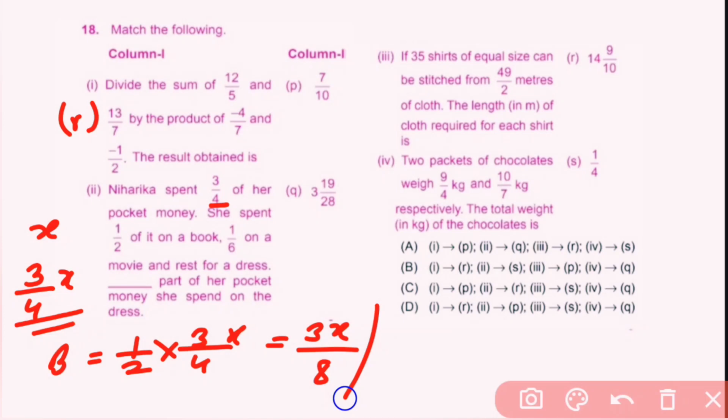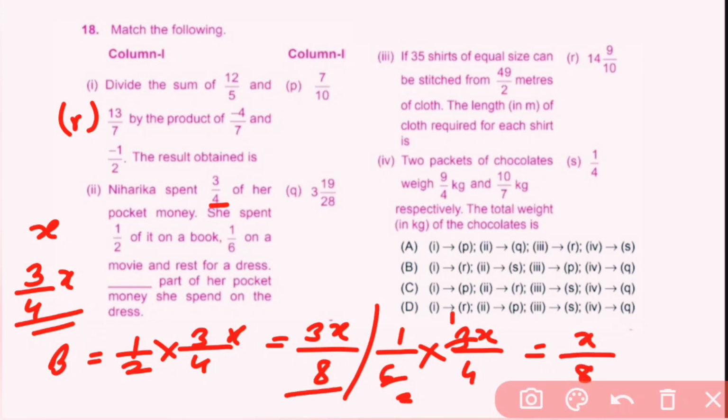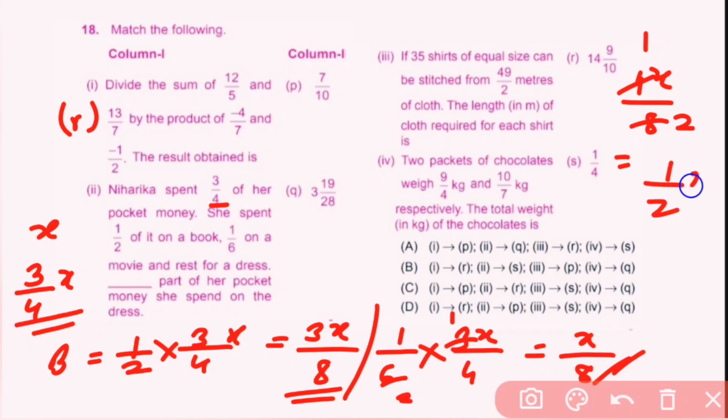And 1 by 6 of the movie means 1 by 6 into 3X by 4. Here 3 ones are 3, 3 twos are 6. So X by 8. So total she spent, means we will do addition of 3X plus X, means 4X by 8. So 4 ones are 4, 4 twos are 8, 1 by 2X. So out of this she spent 1 by 2X on book and movie.